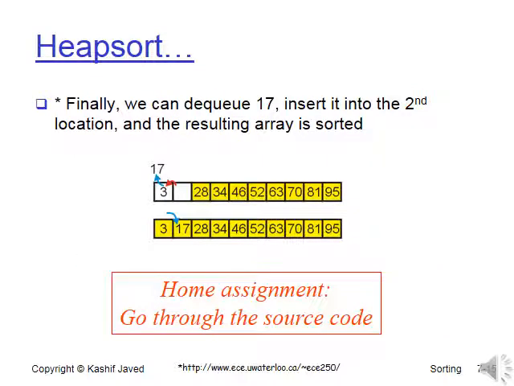Finally, we can dequeue 17, insert it into the second location, and the resulting array is sorted. As a homework assignment, go through the source code provided in your book and also in your lab.